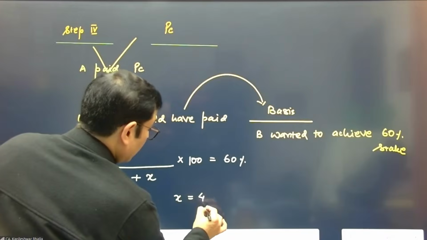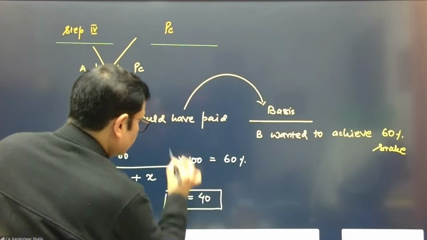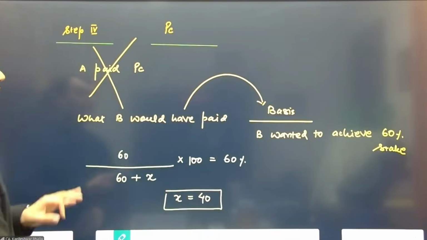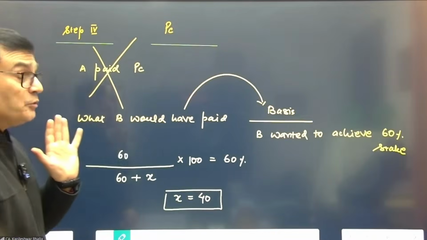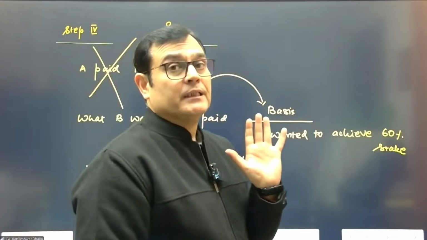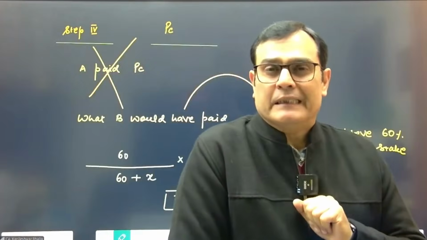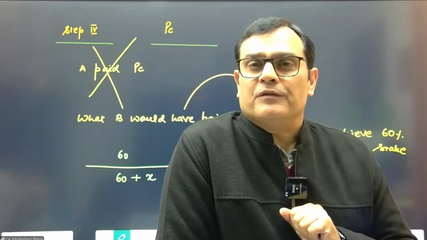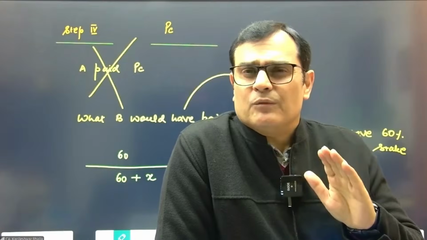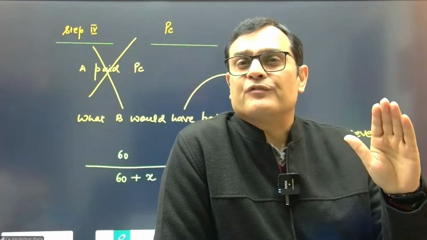40. I hope, friends, you got the concept very clear that in a reverse acquisition, what is the thought to be applied? That you need to consider if B had given the consideration in order to maintain the same percentage which he is achieving in a reverse acquisition, he would have given 40 shares to the shareholders of A.